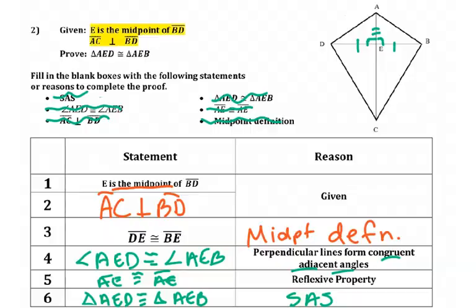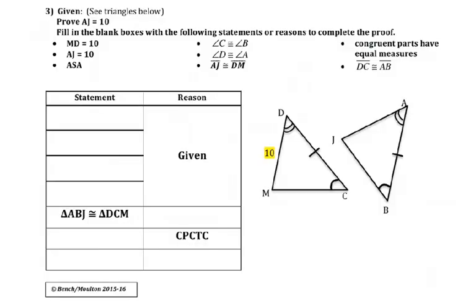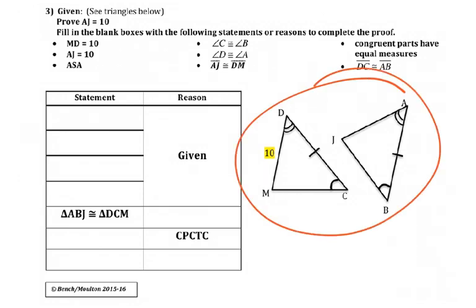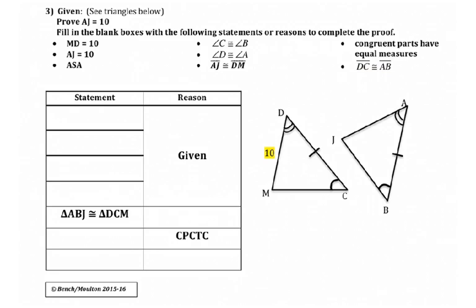All right, let's go to the next proof. Okay, so we've got given, and it's a picture. So we're given what the picture says, and you're going to have to interpret what those things are. I see that these are the same, so I could say that angle A is congruent to angle D. That's given. I can see that DC and AB are congruent.